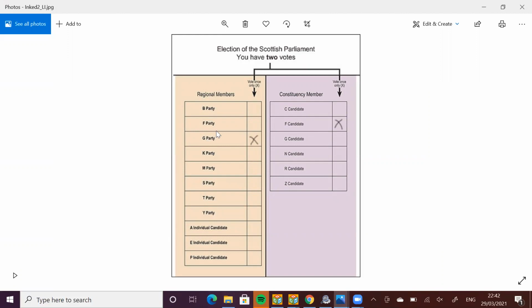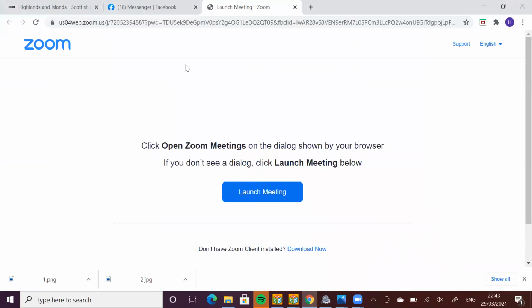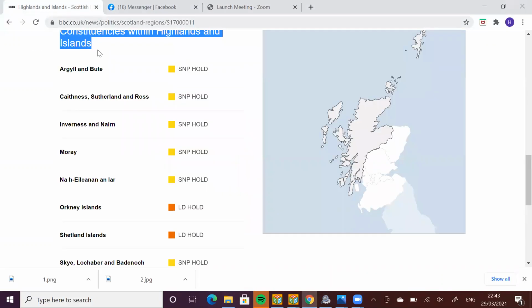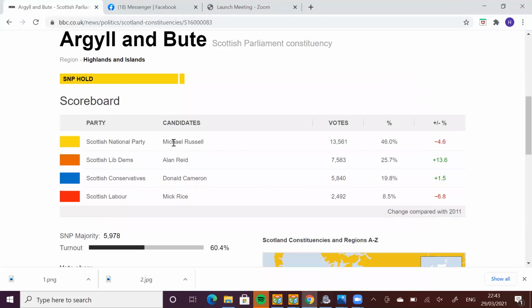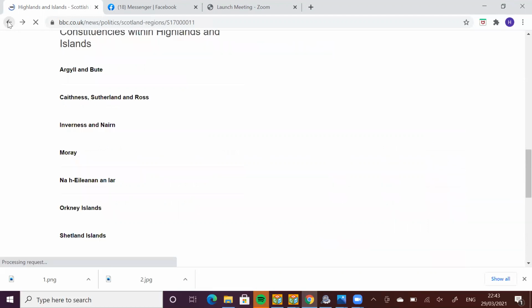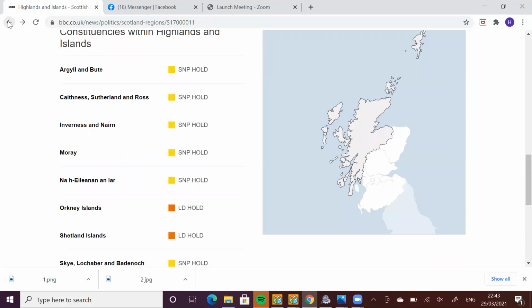So how it works. Your first vote, your constituency vote, is easy. The candidate with the most votes wins. For example, in Argyll and Bute, Michael Russell has the most votes, so he would win the seat. Easy. However, for the regional vote, it's a bit less straightforward.